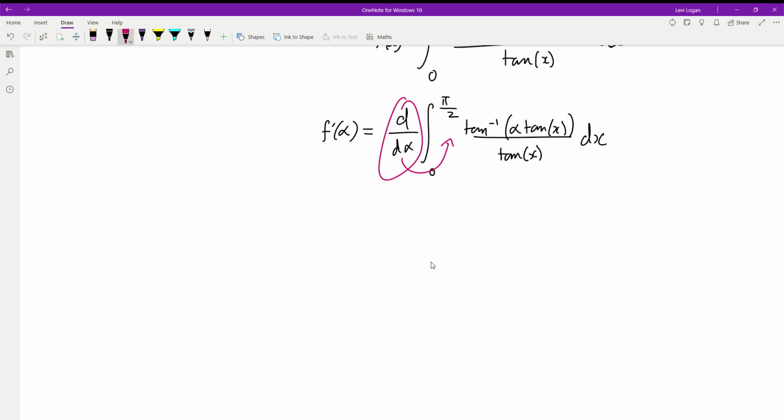That means we're just differentiating tan inverse of alpha, and the tan x will be a constant. So we can move that operator on the inside and change the symbols. It'll be f dash of alpha is equal to the integral from 0 to pi on 2 of the partial derivative with respect to alpha of all this.